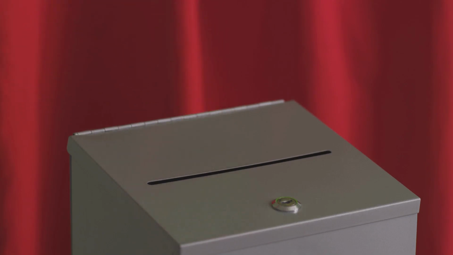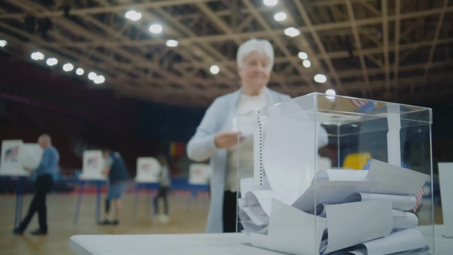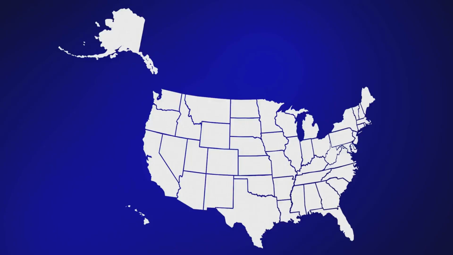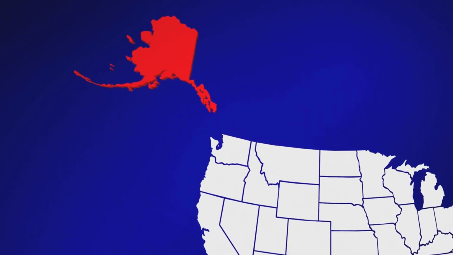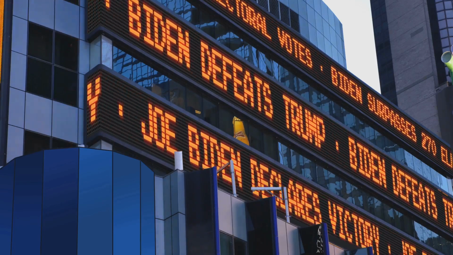Let's follow your vote on its journey. You go to the polls and cast your vote for president. Your vote is counted along with everyone else's in your state. This is the popular vote. The candidate who gets the most votes in your state usually wins all of that state's electoral votes. It's kind of like a winner-take-all system in most states.